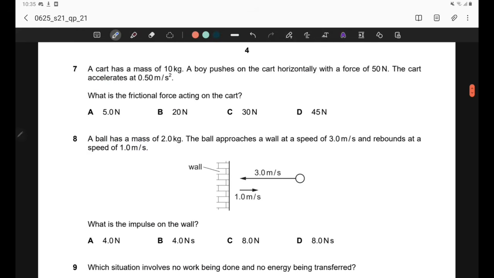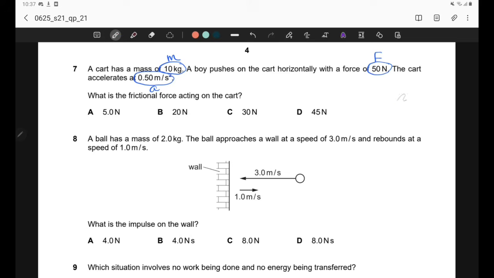Question 7. A cart has a mass of 10 kilogram. Mass is given. A boy pushes on the cart horizontally with a force of 50 Newton. The cart accelerates at 0.50 meter per second squared. What is the frictional force acting on the cart?